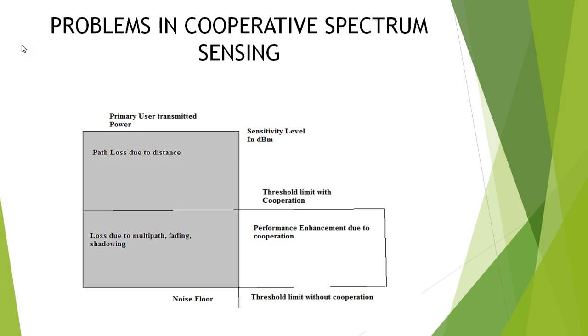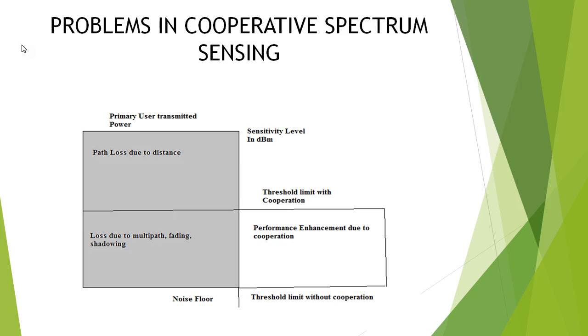So this diagram shows all the losses that can be incurred during cooperative sensing, where there can be path loss due to distance, and also losses due to multipath fading and shadowing. This reduces the signal to noise ratio of the signal from the primary user. Since the signal to noise ratio is low, it becomes difficult for the receiver to detect the weak signals. Even if we impose a very strict sensitivity requirement, then the implementation and hardware cost increases.